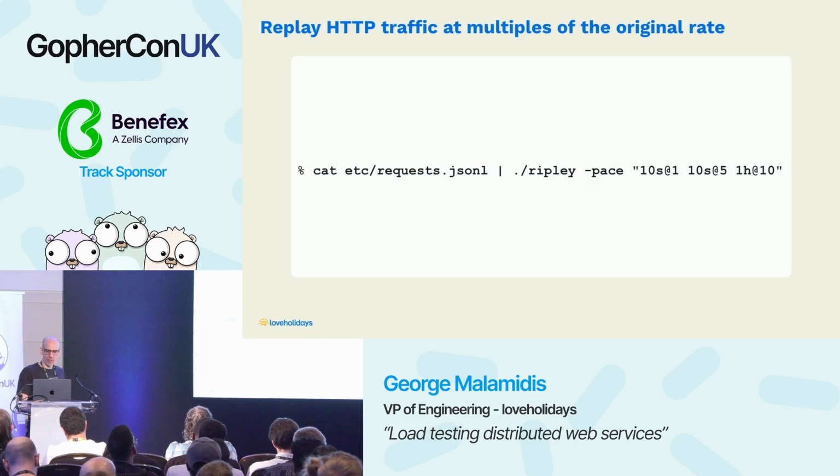This is a very simplified version of how you can call Ripley. It expects requests in JSON lines format. That's just JSON, one object per line. And the pace flag tells it to, in this case, run those requests for 10 seconds at 1x the rate. So this is pretty much replaying exactly what happened.